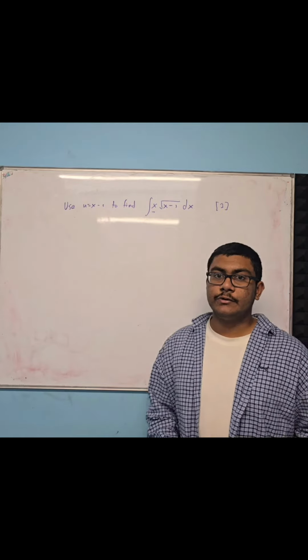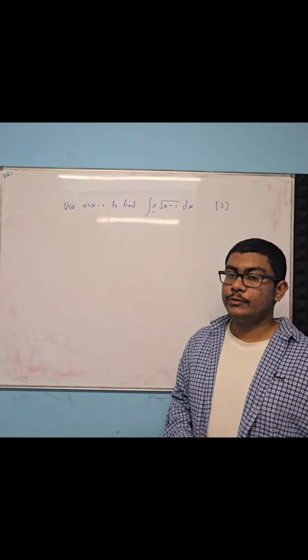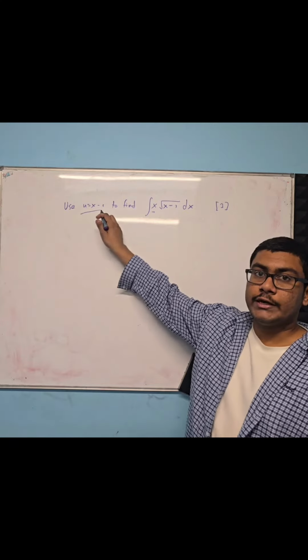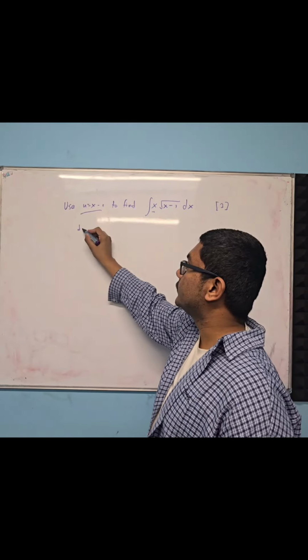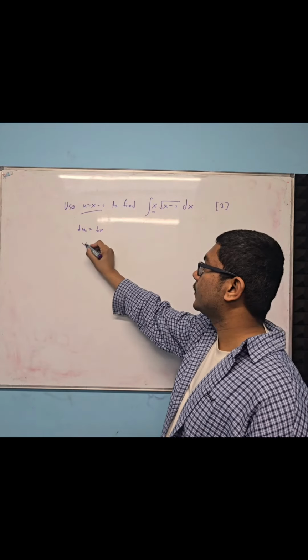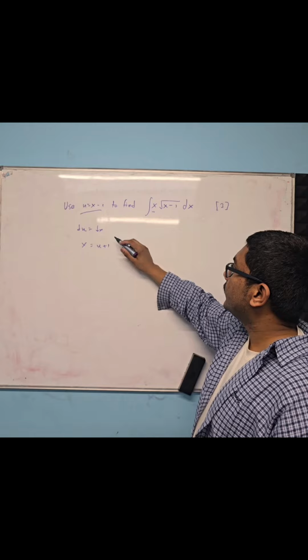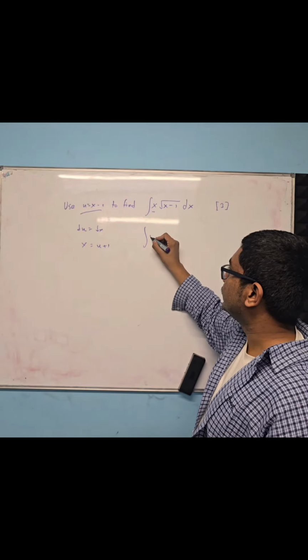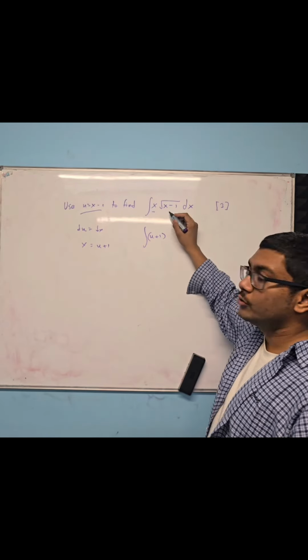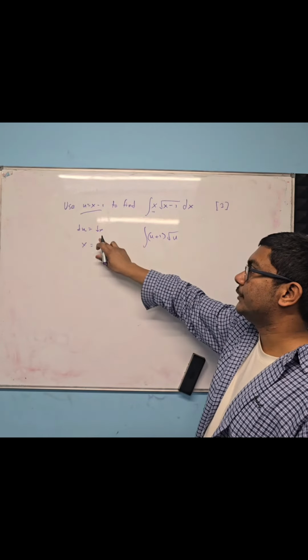To solve this integration question, we need to express this expression purely in terms of u. So we first differentiate u equals x minus 1. That will give us du equals dx. And we also need to make x the subject. So x is u plus 1. Then we sub in x, which is u plus 1. And root x minus 1 is u from there. And dx is du from here.